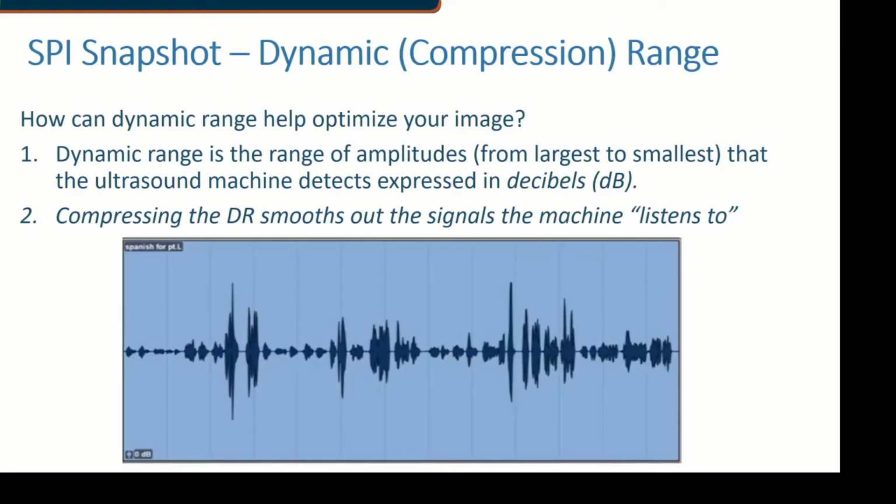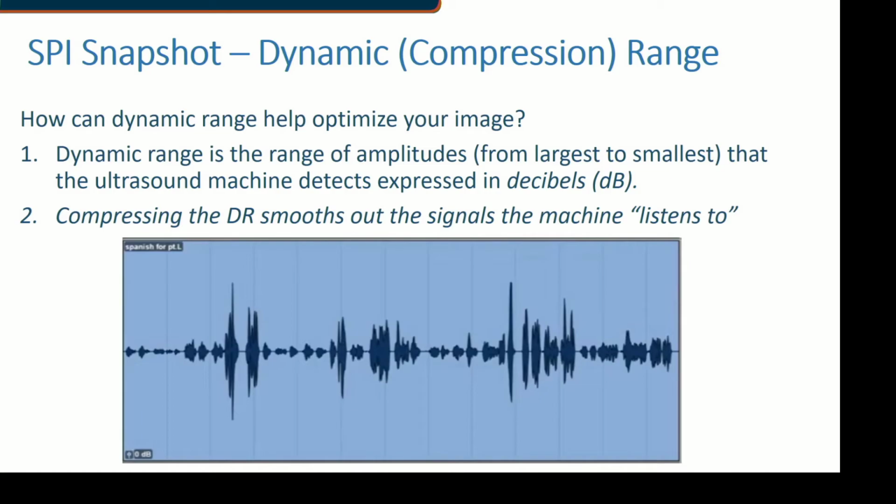Now I want to talk about our SPI snapshot. You may not have noticed this adjustment that you can make on your machine, but in MSK it can be kind of important, and we'll go to the machine and I'll show you how you can control this in a moment. But what is dynamic range and how can we use that to optimize the image?